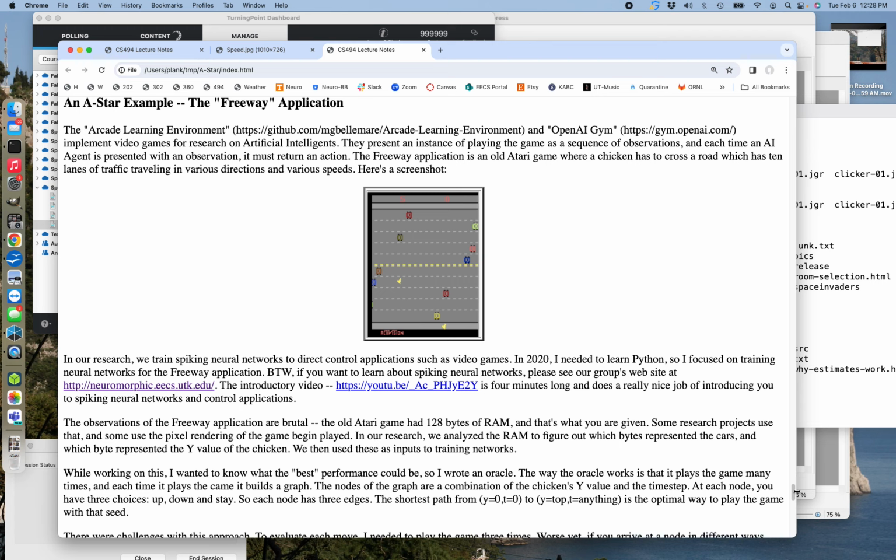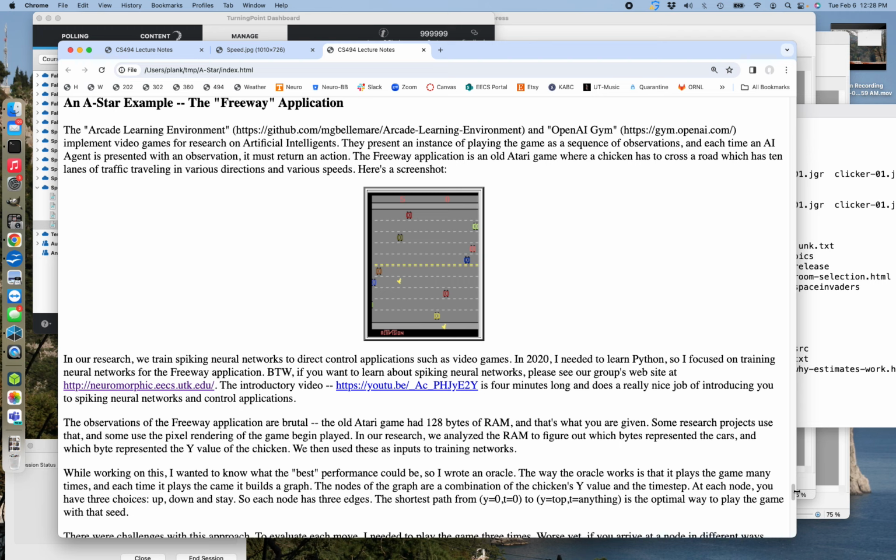So now I've got an AI agent which only has like 11 inputs, which I can deal with. But then I had to ask myself the question, what's perfect? What's the good player? And I was like, okay, I could write an oracle. You give me a seed, and I'll tell you what the optimal strategy is for the chicken. So I turn the chicken into a graph.